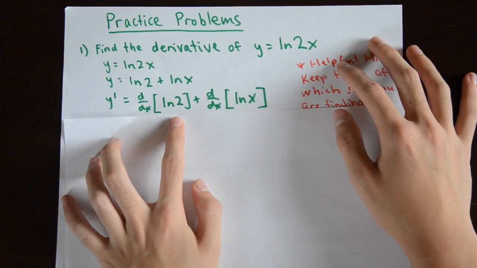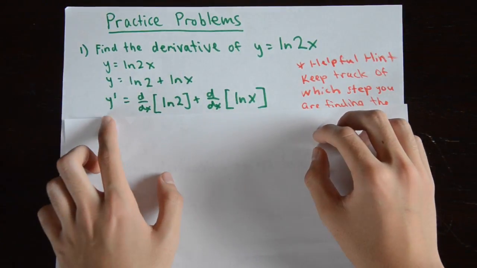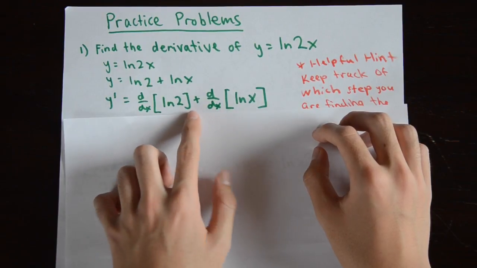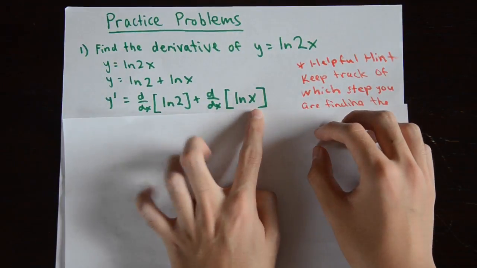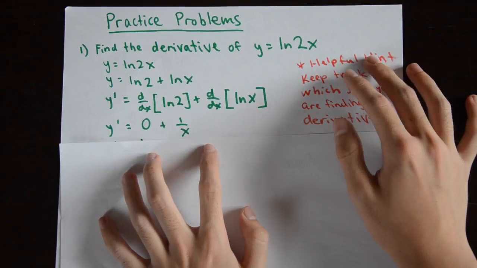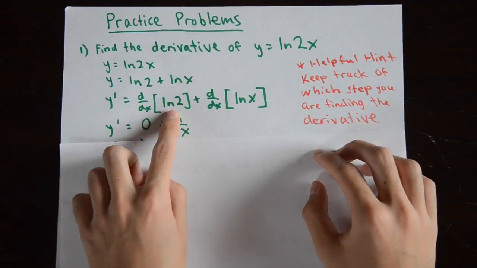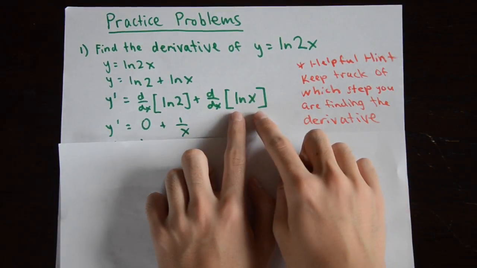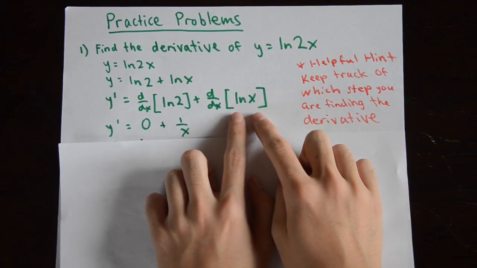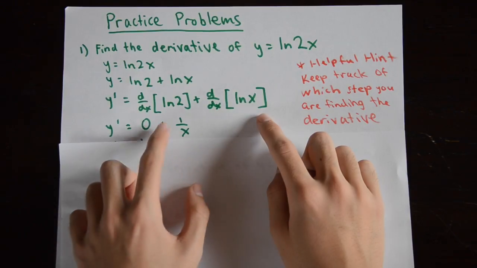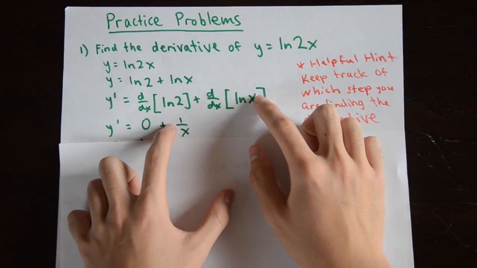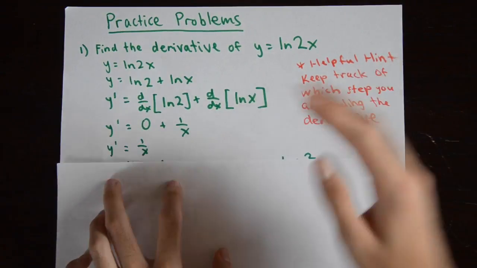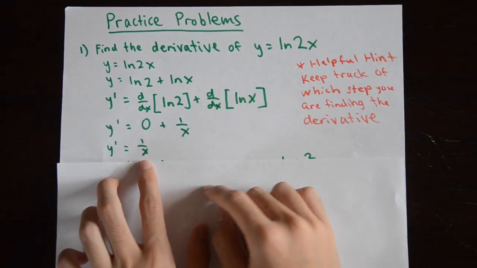Then we're going to take the derivative of everything to get y prime equals the derivative of natural log of 2 plus the derivative of natural log of x. Now the derivative of a constant number is going to be 0. And the derivative of the natural log of x, we use the formula u prime over u to get 1 over x. The derivative of x is 1, and you divide it by x. So you get y prime equals 1 over x.